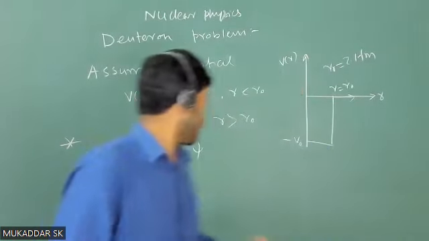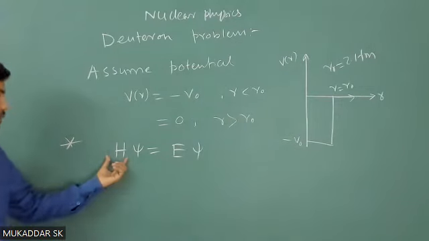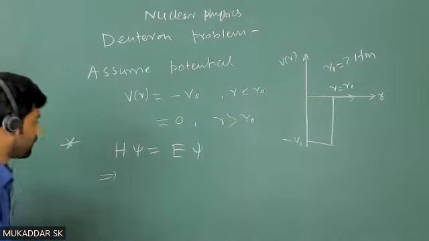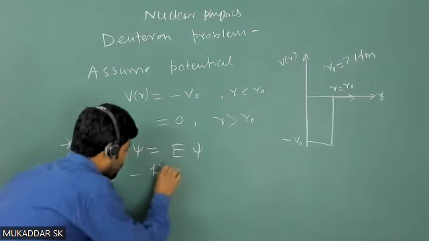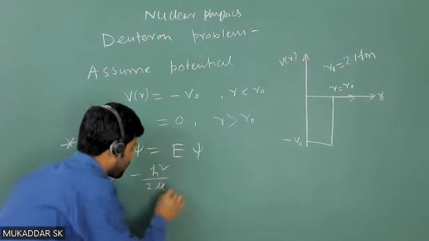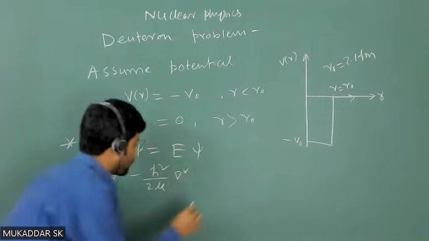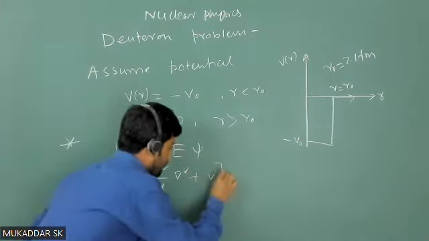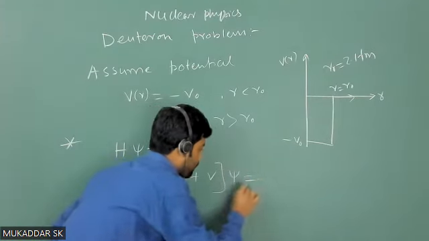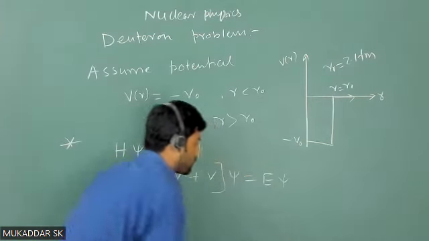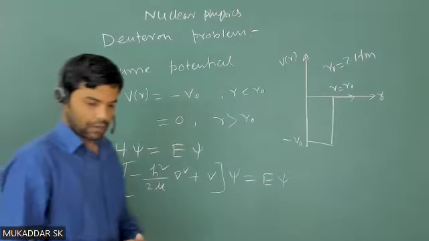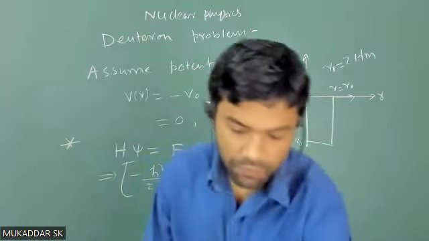Now we'll have a Hamiltonian here, right? This Hamiltonian will have two components, if you remember. It will be like minus h cross square by twice mu del square, and then you have a V, into psi equals E psi. Why am I taking mu here? This is also interesting. I'm taking the reduced mass of the system.